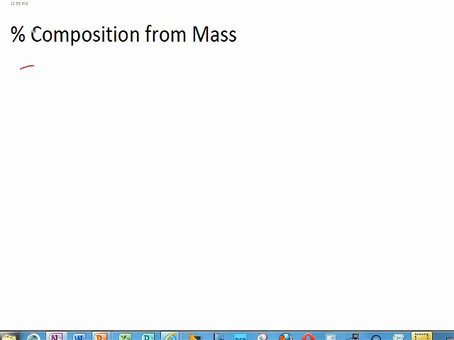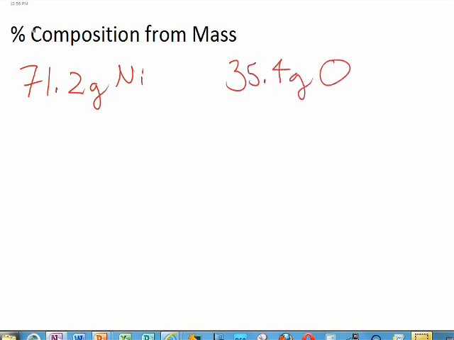If we had 71.2 grams of nickel and 35.4 grams of oxygen, what is the percent composition? Now this is the easiest one. We're given the masses already, so even without knowing any of this, you could probably figure out what the percentage of each would be. So percentage of nickel: what we have to do is look at the total. Remember, the mass of each element over the mass of the compound. So what is the mass of the compound?